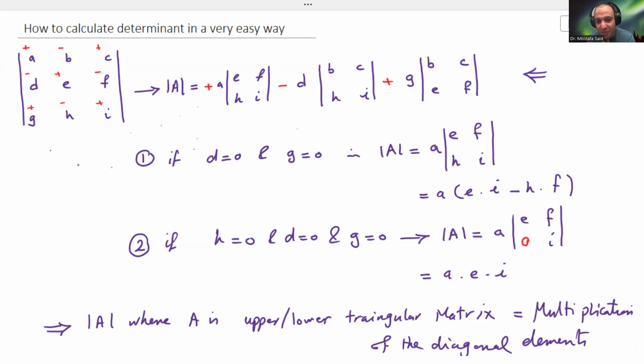Hello guys, in this video I'm gonna shed light on how to find or calculate the determinant of a matrix bigger than 2 by 2. Okay, so I experienced some difficulty, just like you guys, when I was preparing for this lesson.